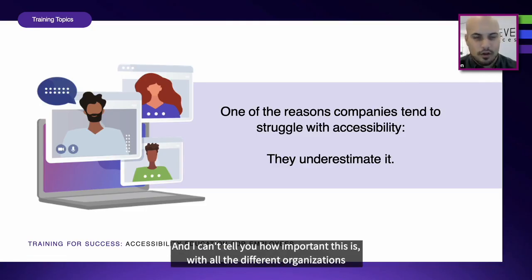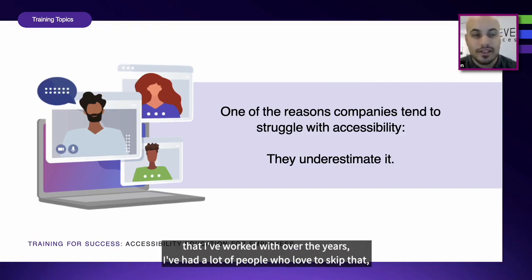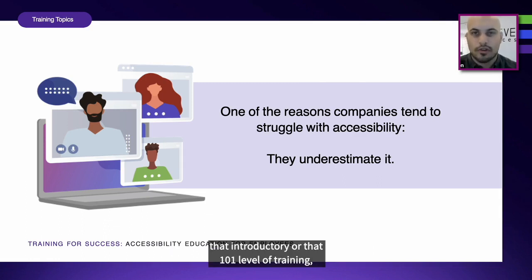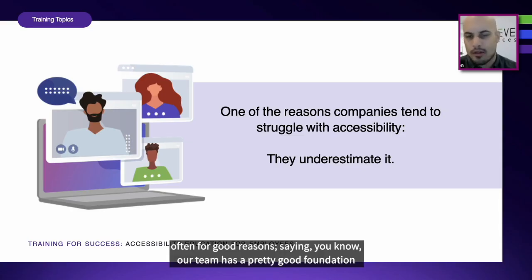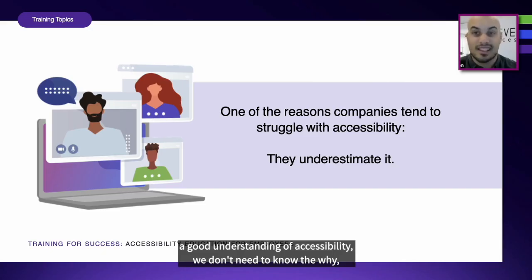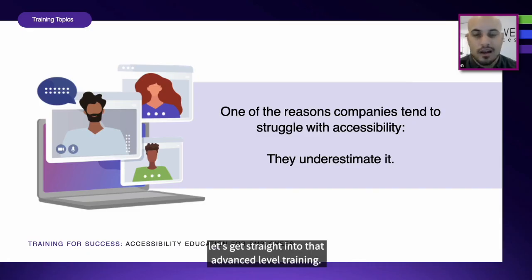And I can't tell you how important this is. With all the different organizations that I've worked with over the years, I've had a lot of people who love to skip that introductory or 101 level of training, often for good reasons, saying, you know, our team has a pretty good foundation, a good understanding of accessibility. We don't need to know the why. We don't need to learn about the benefits. We have the buy-in. Let's get straight into that advanced level training.